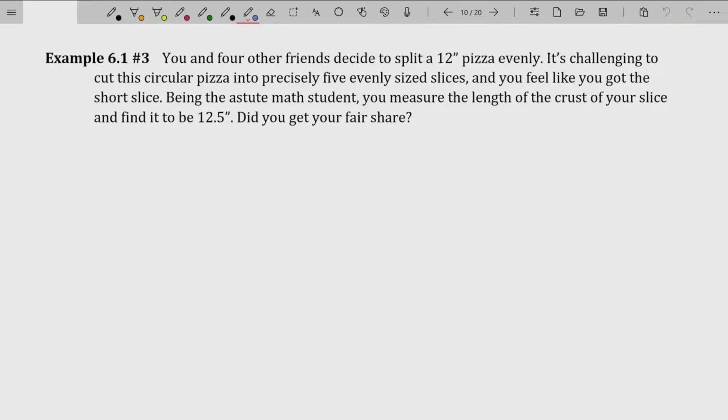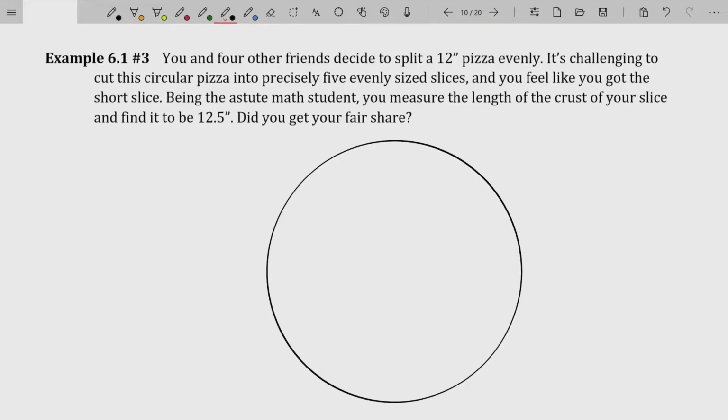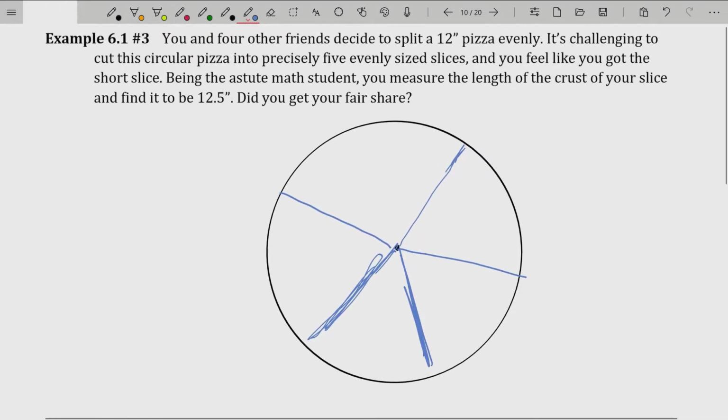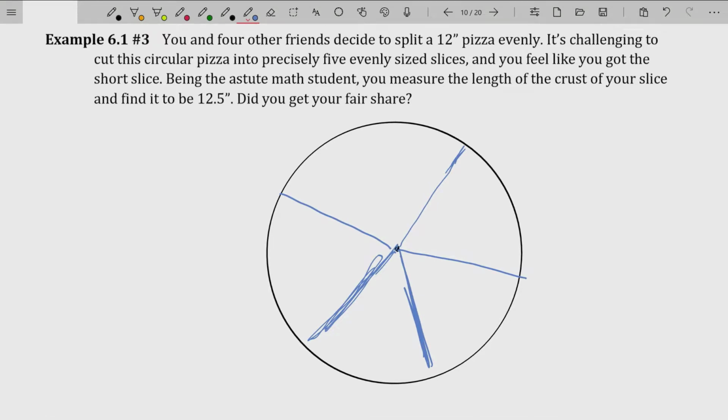So you and 4 other friends decide to split a 12-inch radius pizza evenly. So a 12-inch radius pizza. Now, it's pretty challenging to cut this into 5 evenly sized slices. And for some reason, you're really selfish and you're like, I don't think I got the right size slice. So somebody cut it up possibly like this, right? There's 5 slices there. This person got the big win right there because that's the biggest slice. And let's just pretend as though, let's say that this slice is your slice. Let's just say that it looks like it's not an evenly sliced pizza, right? It's hard to slice things 5 ways.